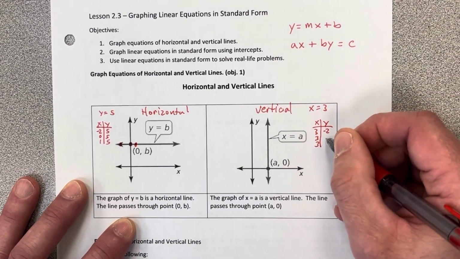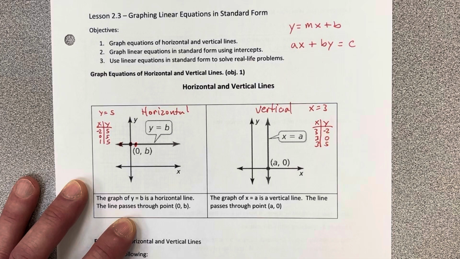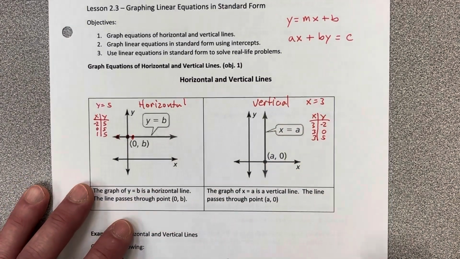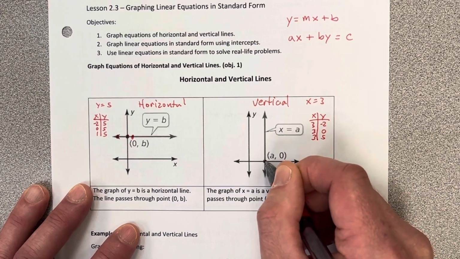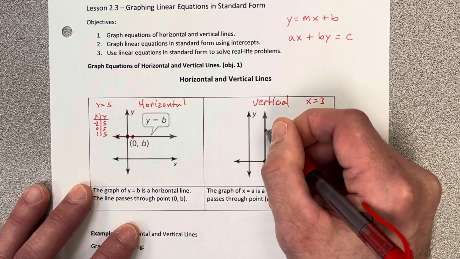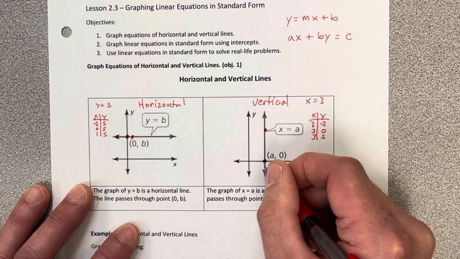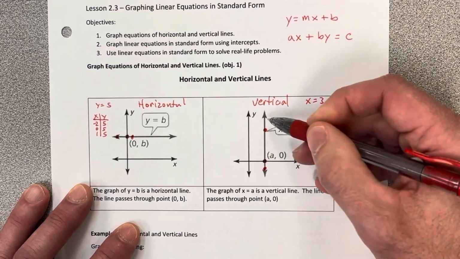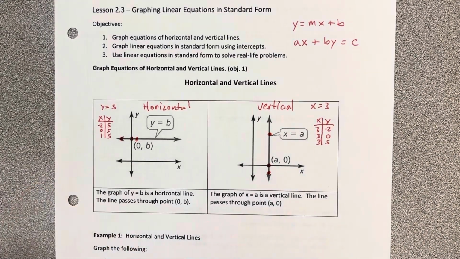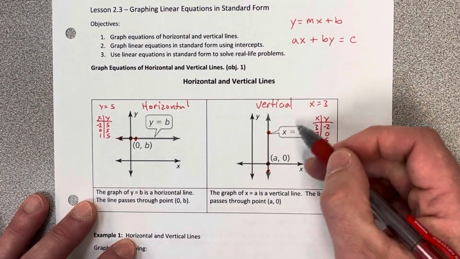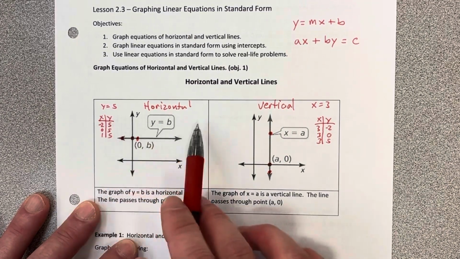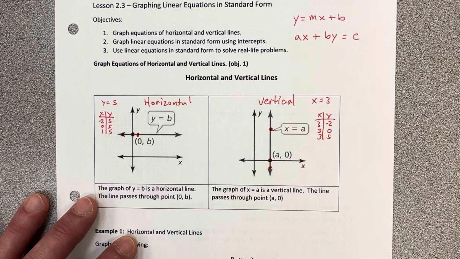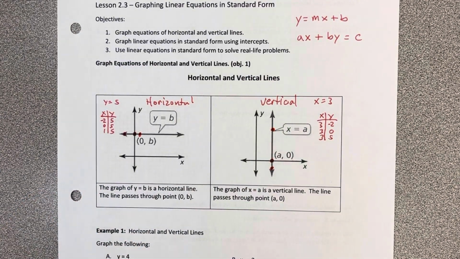But y, because it's not in the equation, can be anything at all. It could be -2, it could be 0, it could be 5. And when you plot these points, you'll see pretty quickly 3, 0, 3, 5, 3, -2, that they're all on this vertical line at x equals 3. When it was y's, they were all at this horizontal line, y equals 5. So anyway, that's how this works. It's easy to do, but it's kind of hard to remember which is which.